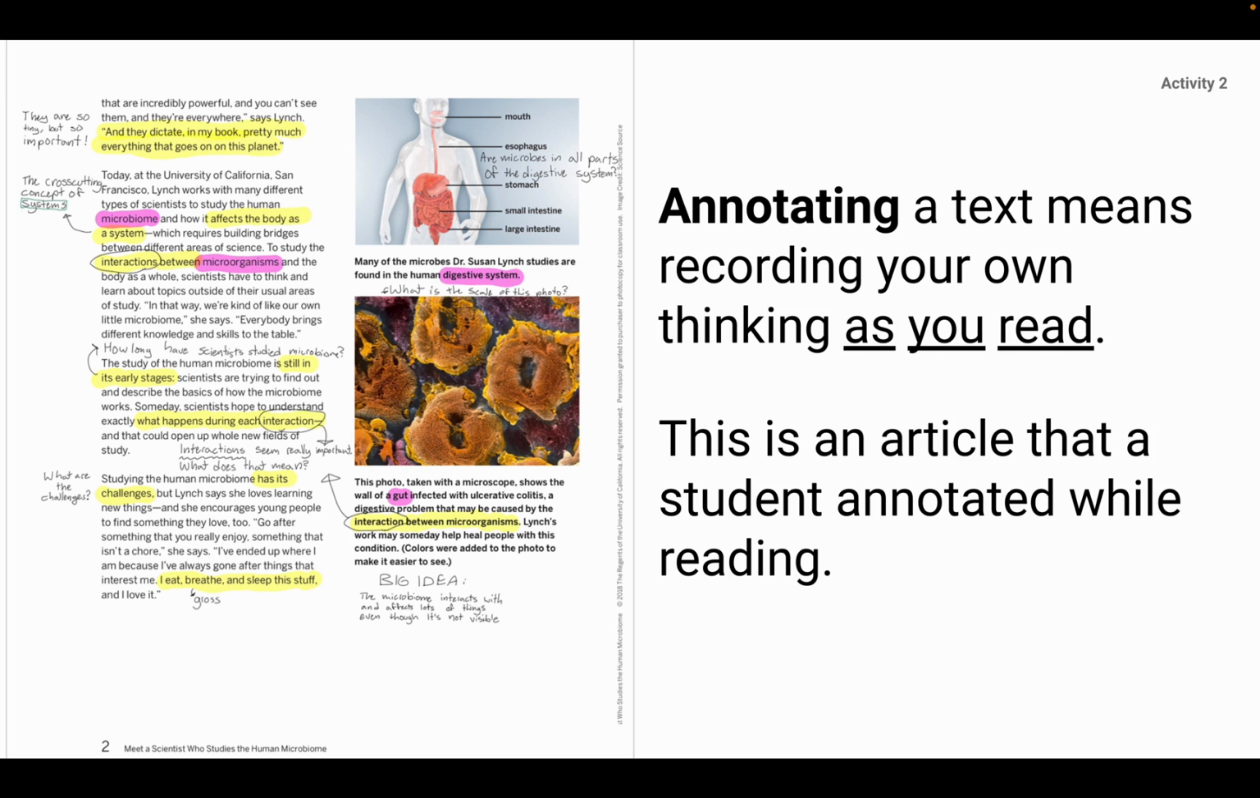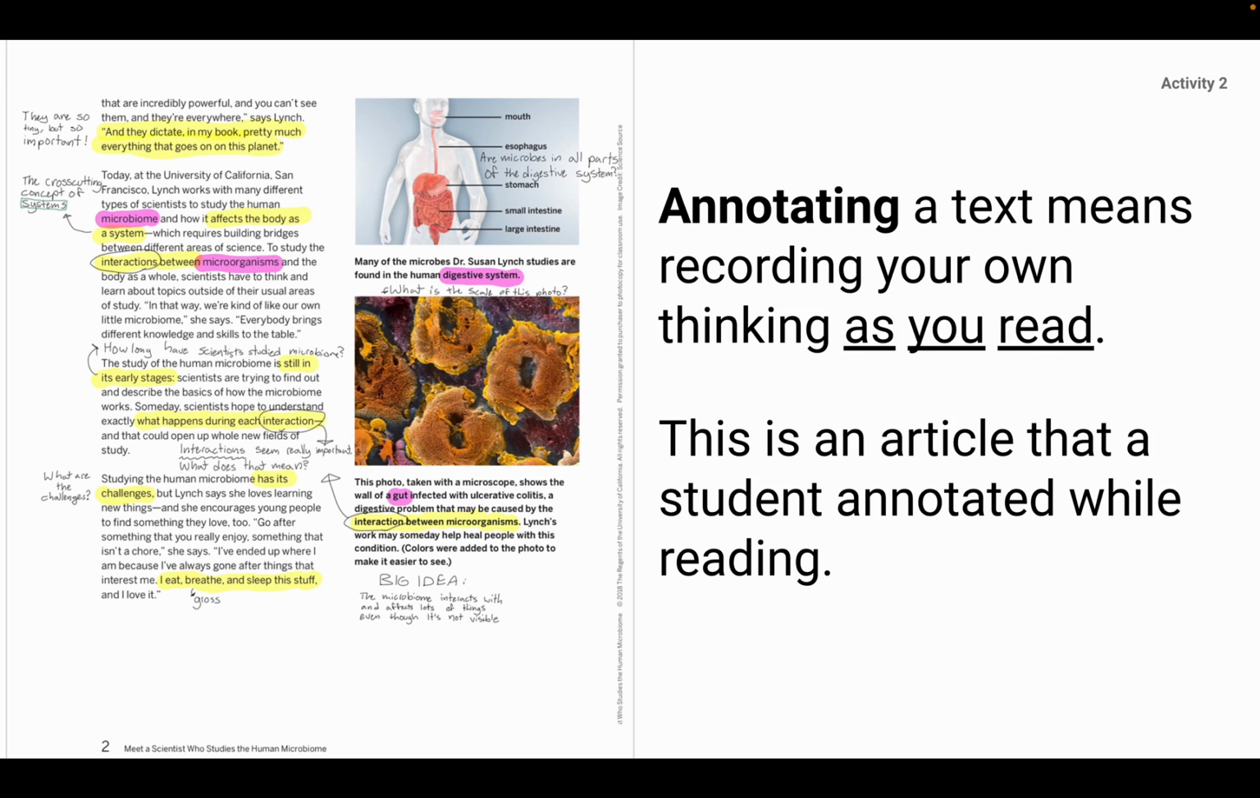Number one, the student used highlighters, right? Two different highlighters. And if you look at the pink, you can tell that, first of all, they highlighted vocabulary words. So there's microbiome, microorganism. We've got digestive system over in the first caption, and then gut in the second one. So clearly they're using pink to highlight vocabulary.